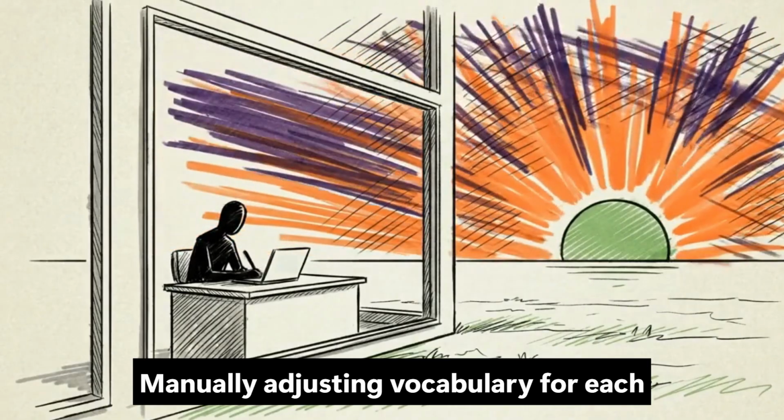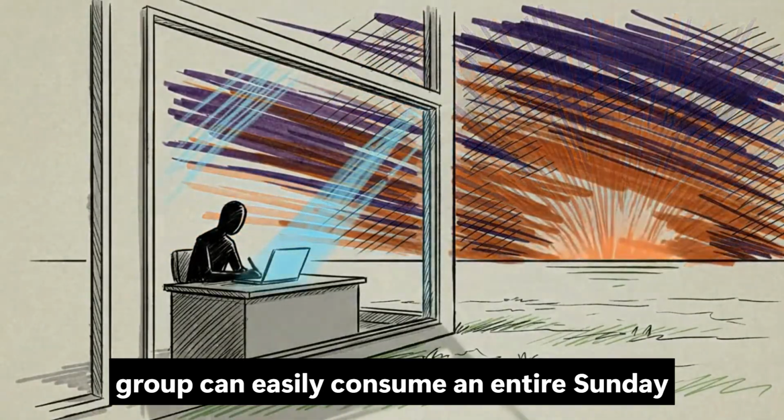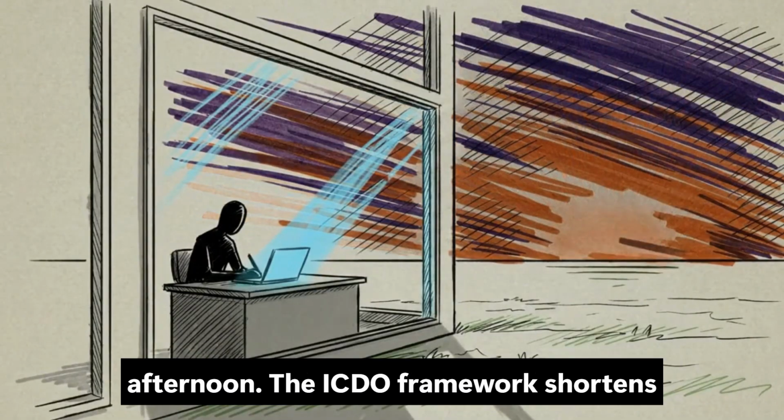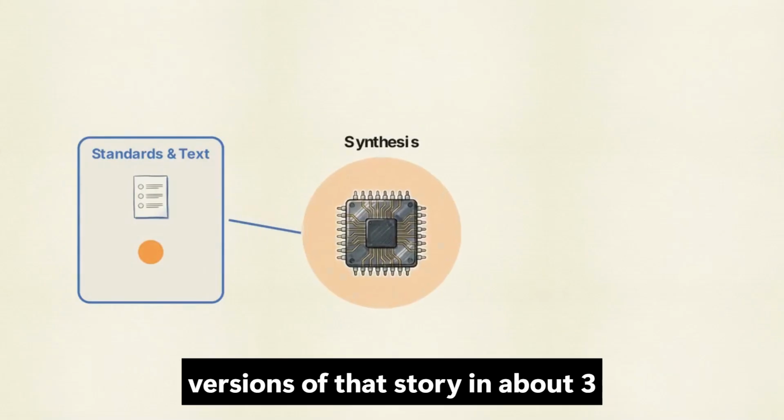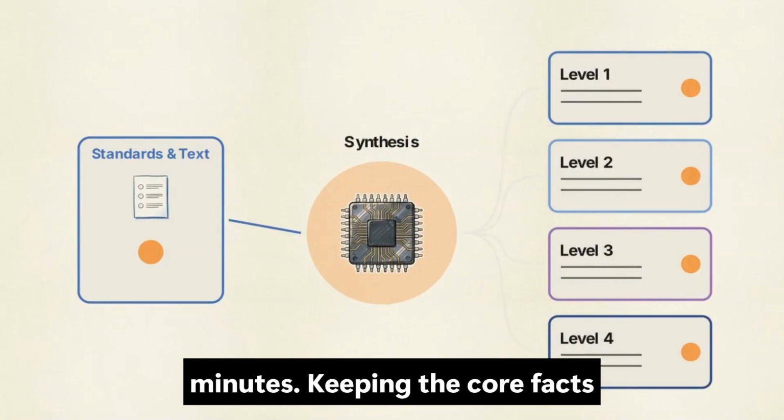Manually adjusting vocabulary for each group can easily consume an entire Sunday afternoon. The ICDO framework shortens this. I can generate 4 leveled versions of that story in about 3 minutes, keeping the core facts consistent across all of them.